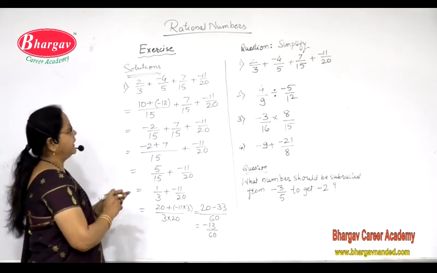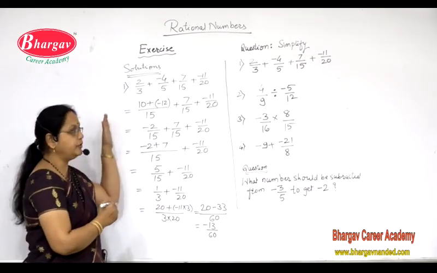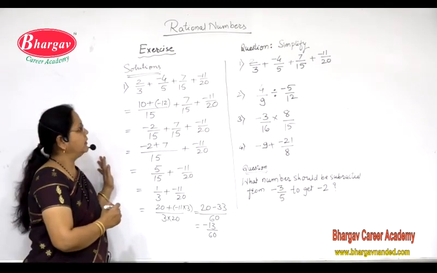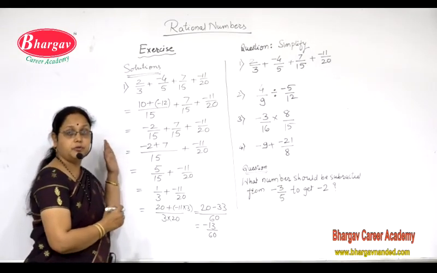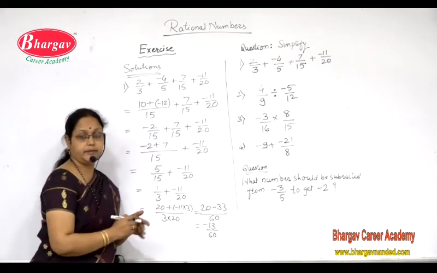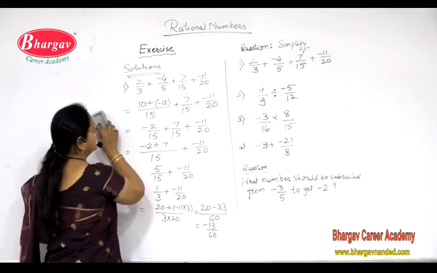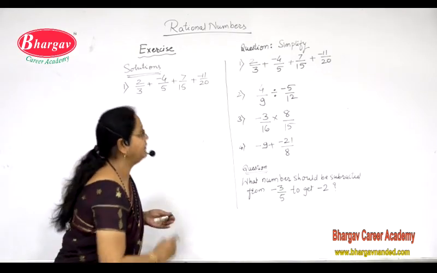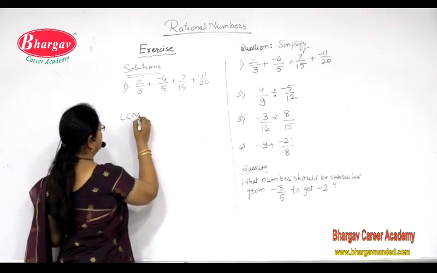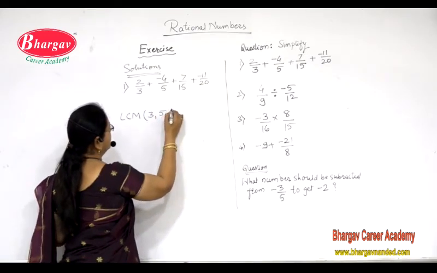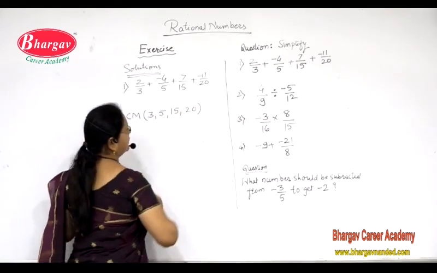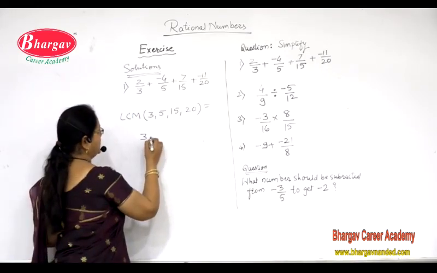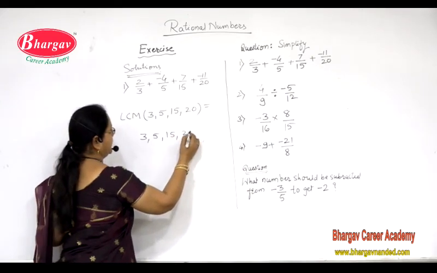If you follow the technique of cross multiplication, you need to perform these many steps. Okay. But if you want to solve the same example using the LCM technique, let us see what happens. What I do, I find out the LCM of 3, 5, 15, 20. Can you tell me the LCM of 3, 5, 15, 20? How to find it? So I write the numbers 3, 5, 15, 20.